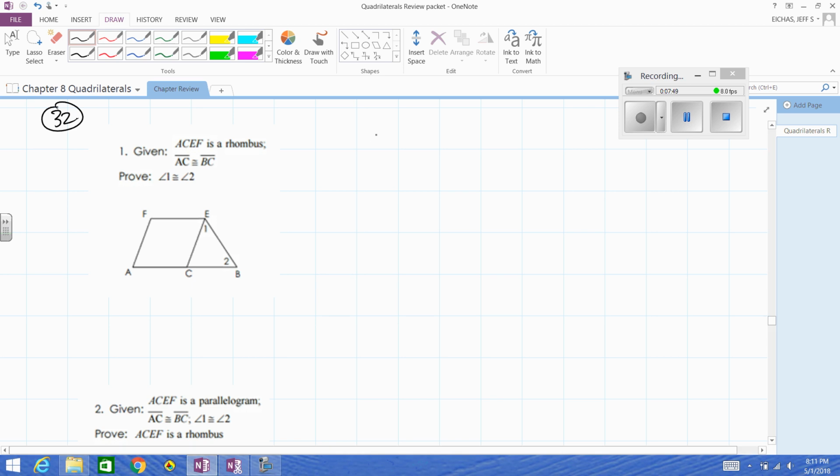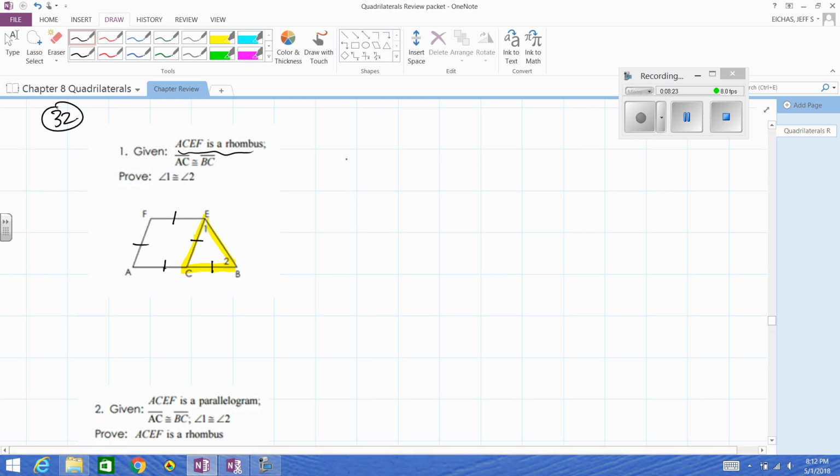So these are synthetic proofs made up. They're telling us it's a rhombus, and we want to prove angle 1 is congruent to angle 2. So what rhombus is going to give us is all these sides the same. Now, they're telling us AC is also the same as BC. What you're going to notice is now we have over here, if you highlight this triangle, it's now isosceles because of those two sides being the same. That's going to get us angles 1 and 2 the same. So that's what we're going to do. So let's go through that.